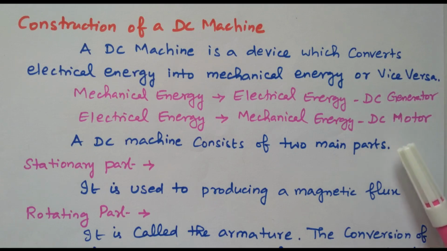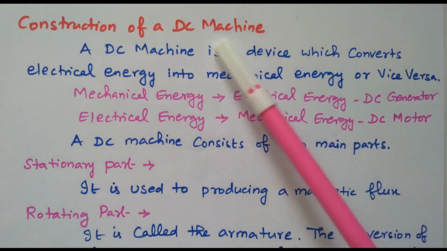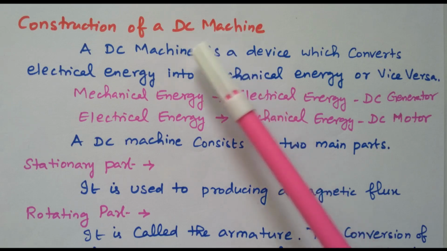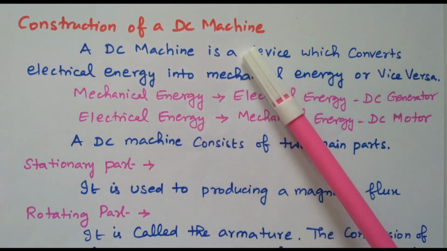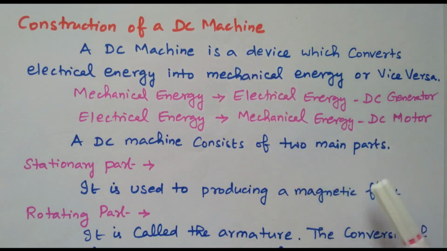So the same machine can be used as either a generator or motor. There is no difference in the construction. The same machine is used as a generator as well as a motor, so it is called a DC machine. So the construction will always deal with the DC machine, which can act as either generator or motor.